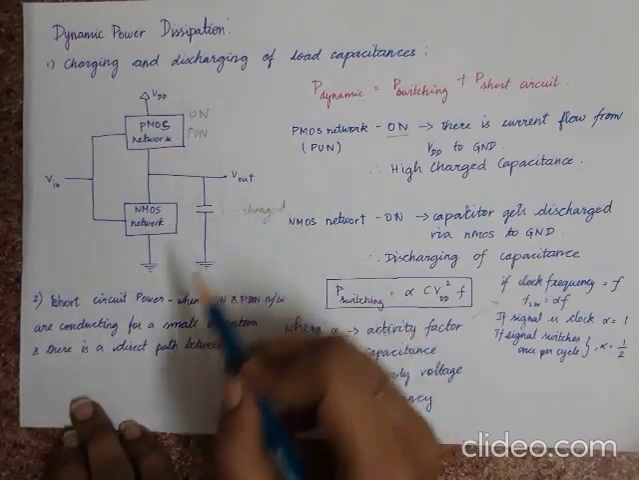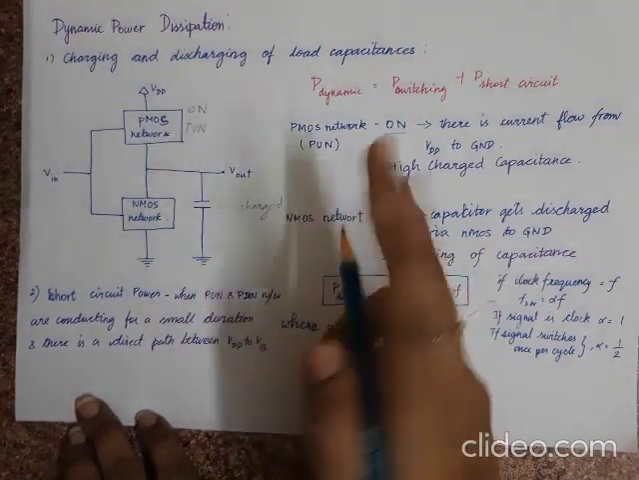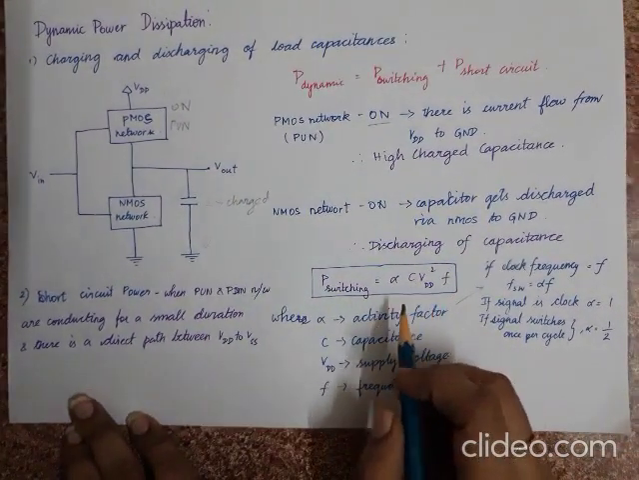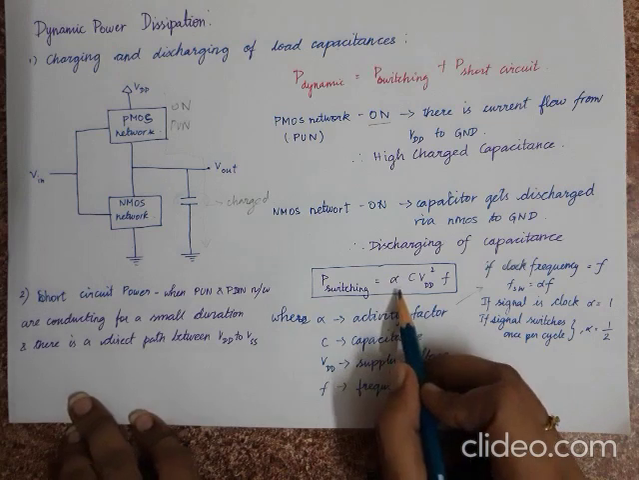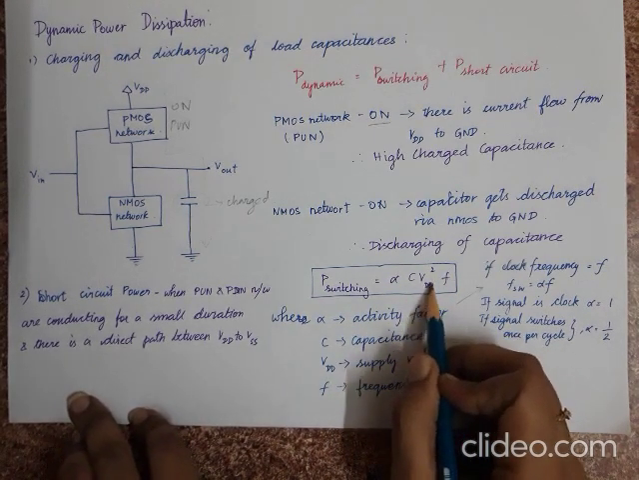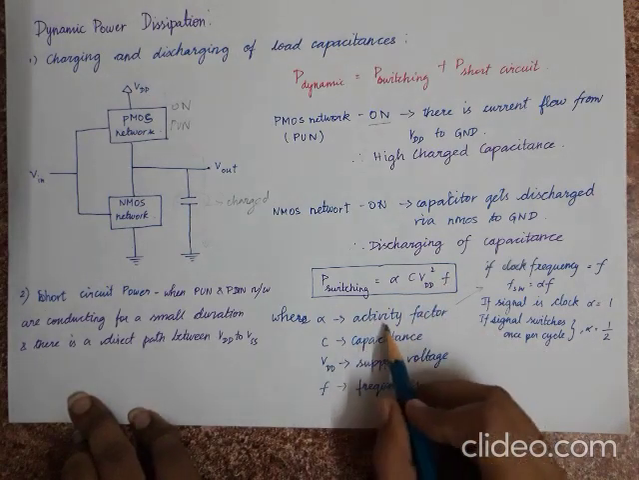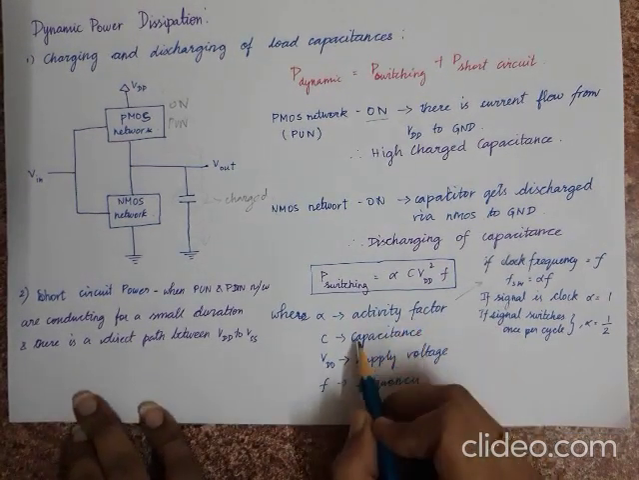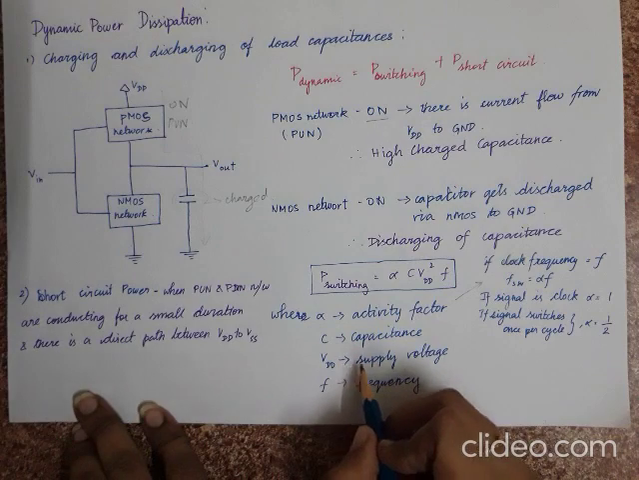So when this is occurring, we have P switching. So there is a switching power. This is given by the formula alpha C VDD square F, where alpha is the activity factor, C is capacitance, VDD is supply voltage, and F is frequency.